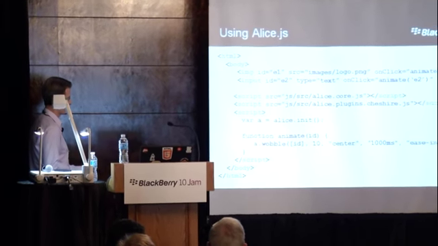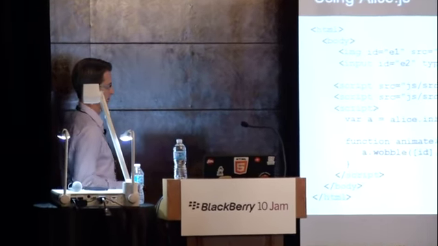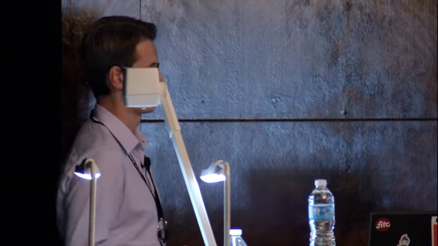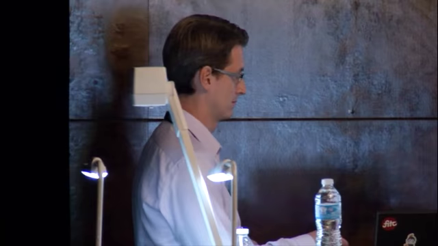You say alice_library.wobble or .rotate or hinge or whatever. And you pass it in an ID of your page element. So this is the image or the input, and then the list of parameters. And that's all there is to it. So it's supposed to be very straightforward. One line of code, boom, right there.